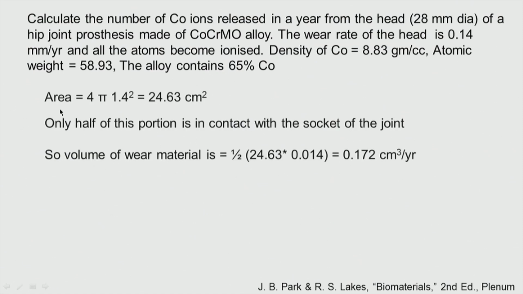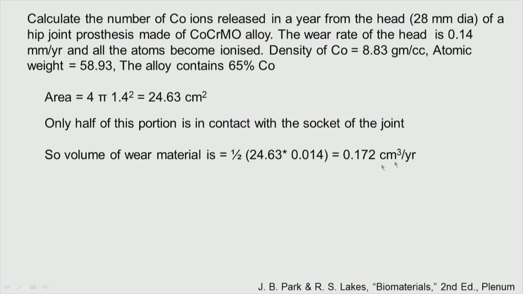Okay. So let us look at the area, because we said the head 28 mm, okay, 4 pi 1.4 square. Okay. Now when you have hip joint, it is like a ball and socket, so only half of it is in contact with the socket. The ball, half of the ball only is in contact, remaining half is outside. So we will take only one half. Okay. So we will divide this by one half. Okay. So this is the area, the volume is 1/2 of 24.63 into 0.014 centimeter per year, okay, because this is the wear rate. This is in millimeter, so I divided by 10.